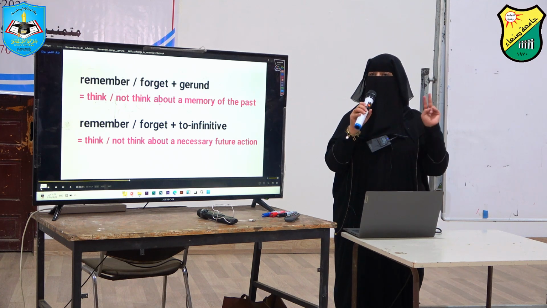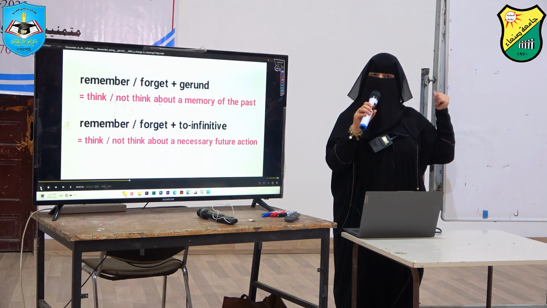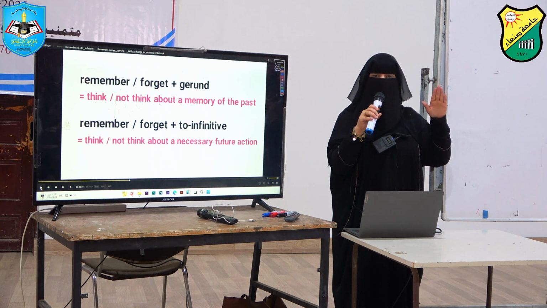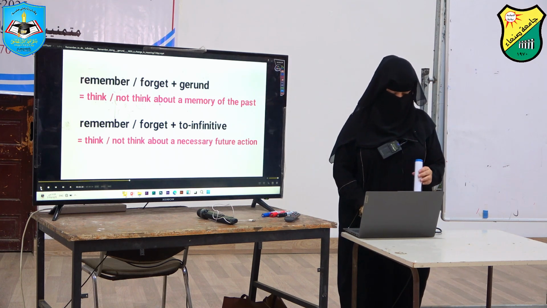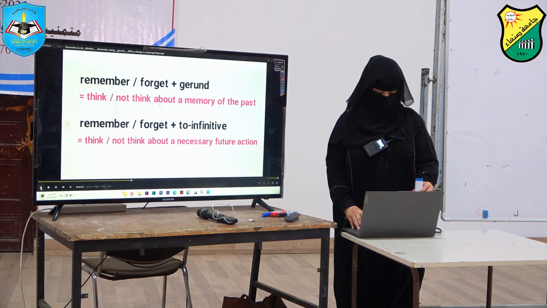So you have the first rule with remember and forget. If you have verb -ing, it means you did the action in the past, you just remember. But if you have the to infinitive, you remember that you didn't do the action, you will do it. You are going to do it. A necessary future action.